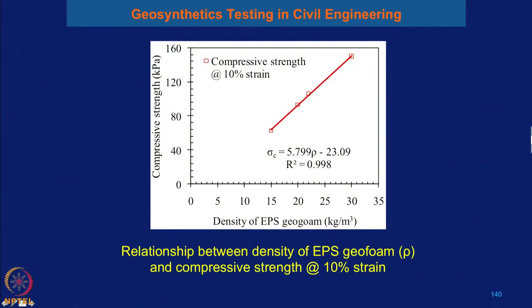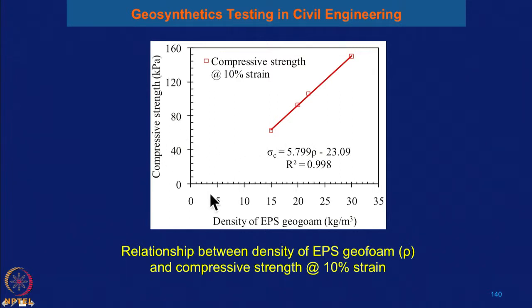Here I am just showing one example of the relationship between the density of the EPS geofoam and the compressive strength of the EPS geofoam material. You can see here, this is the compressive strength in kilopascal and this is the density of EPS geofoam material. It may be 15 to 30 with the 4 defined types of EPS geofoam material, and this is shown as the compressive strength at a 10% strain.